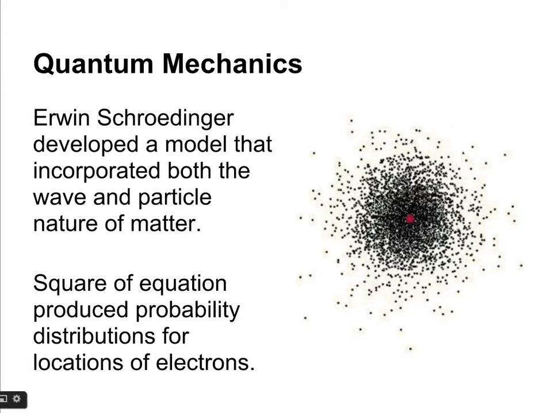Now, we can never know both the speed and location of an electron at the same time. We either know one or the other. That's part of Heisenberg's uncertainty principle. But these show probabilities of locations of finding that electron.